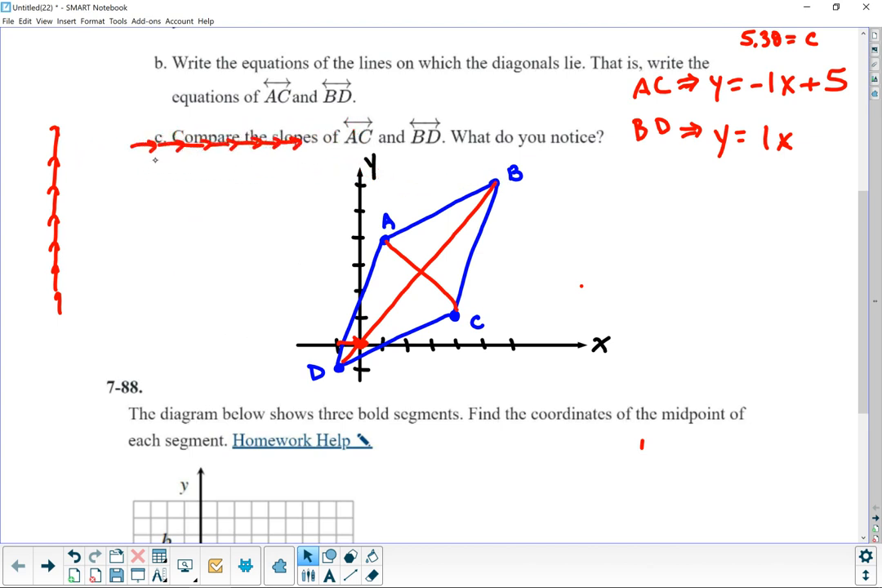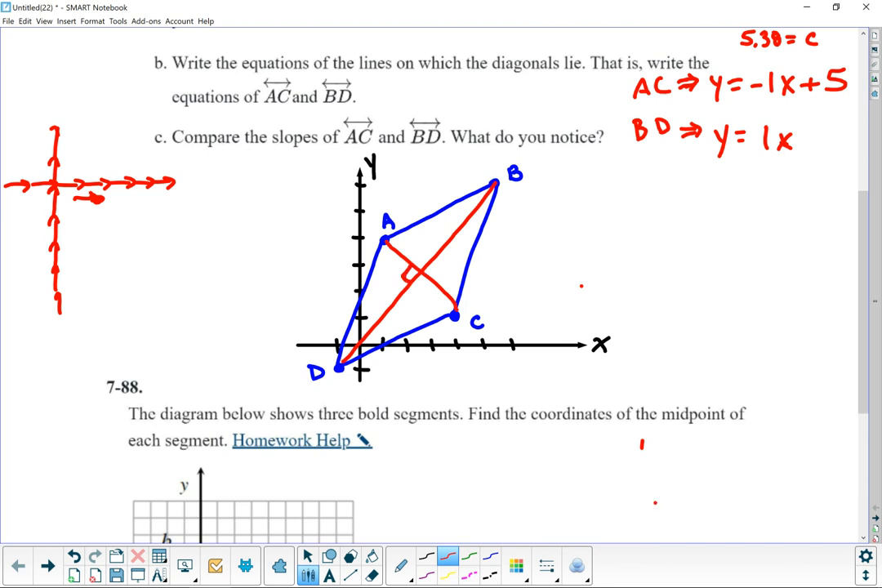Okay. Compare the slopes, and what do you notice? So the slopes are actually opposite. One's positive, one's negative. And 1 over 1, if you flip it, you get 1 over 1. So the slopes are opposite and flipped, which means these diagonals are going to be perpendicular to each other.